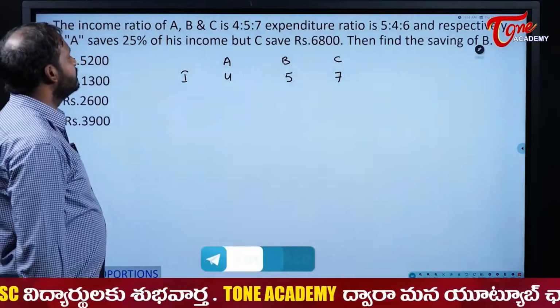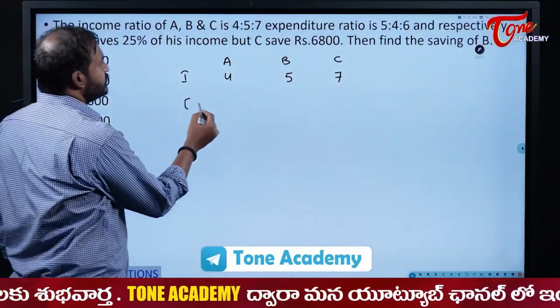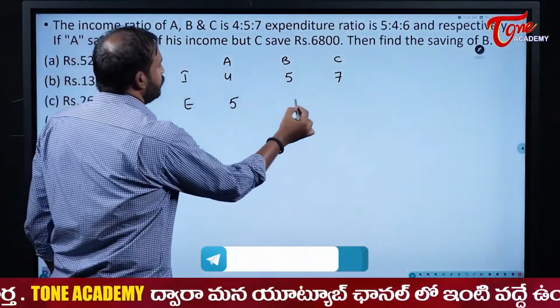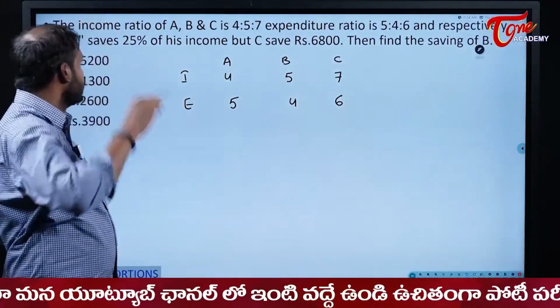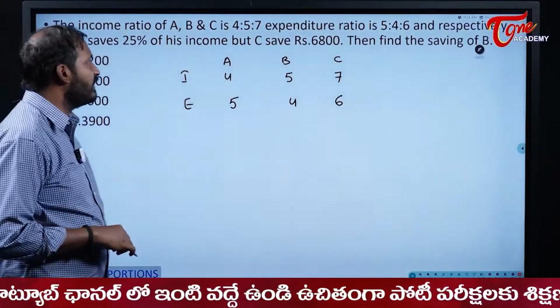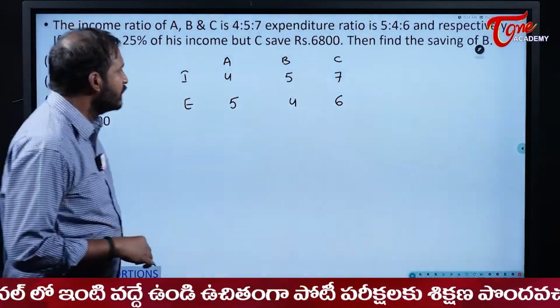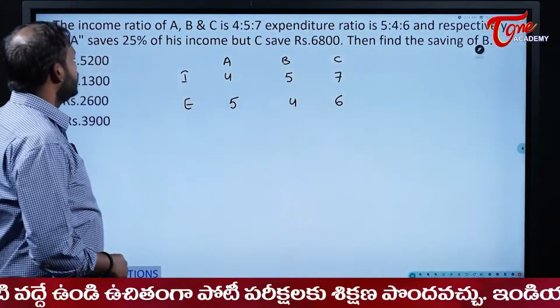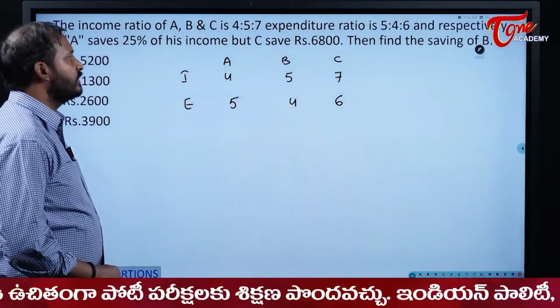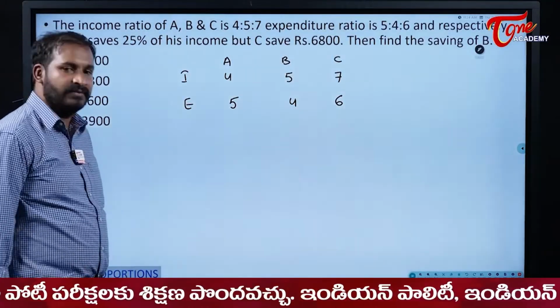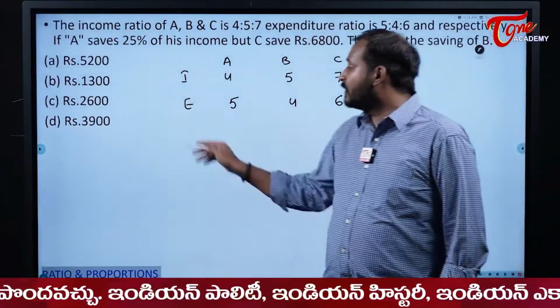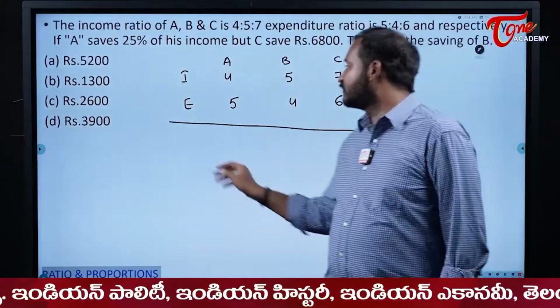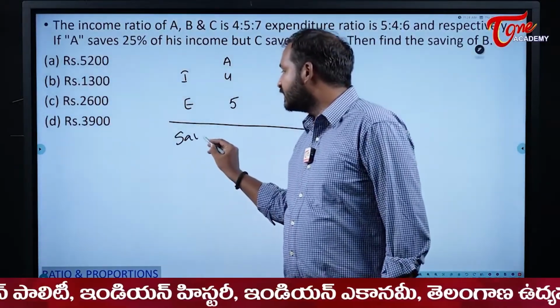And expenditure ratio is 5:4:6. Now, if A saves 25% of his income, but C saves rupees 6,800, then find the savings of B. That is the question for us. Now, we all know how we will write the savings usually. How do we write the savings?